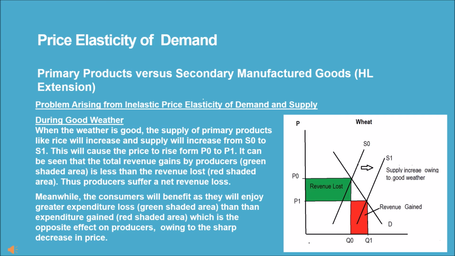When the weather is good, the supply of primary products like rice will increase and supply will increase from S0 to S1. This will cause the price to fall from P0 to P1. It can be seen that the total revenue gained by producers, green shaded area, is less than the revenue lost, red shaded area. Thus producers suffer a net revenue loss.